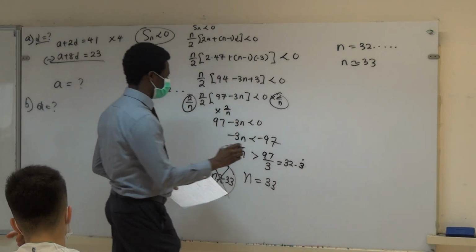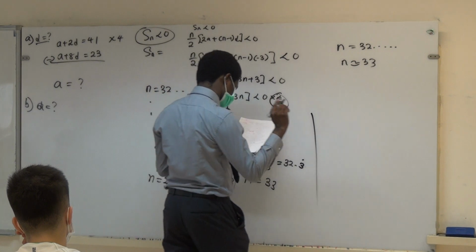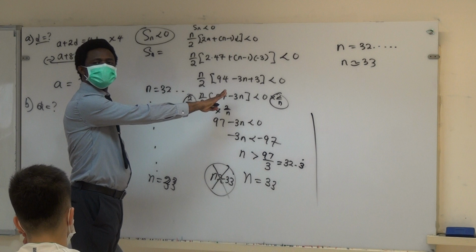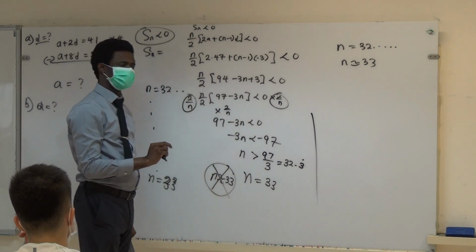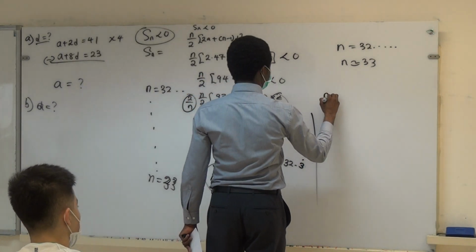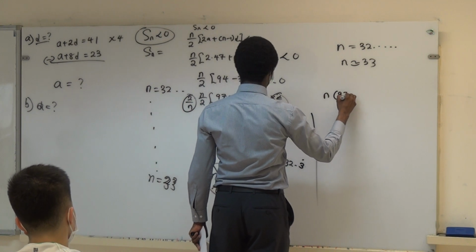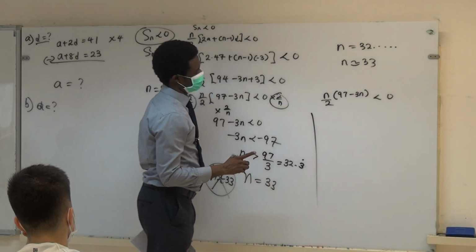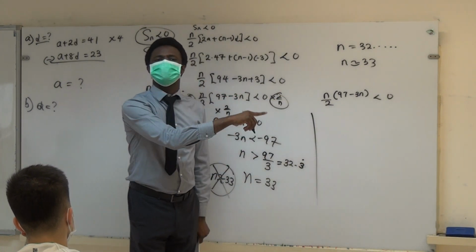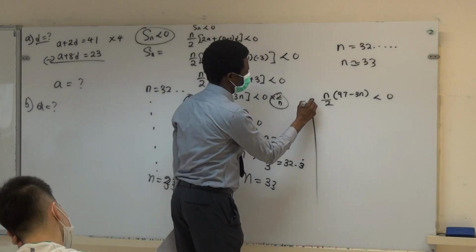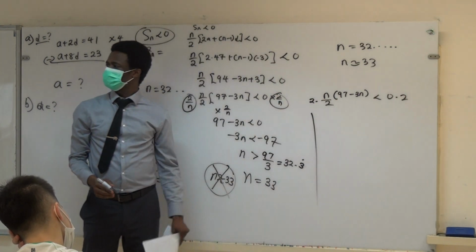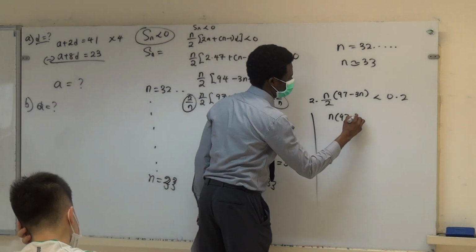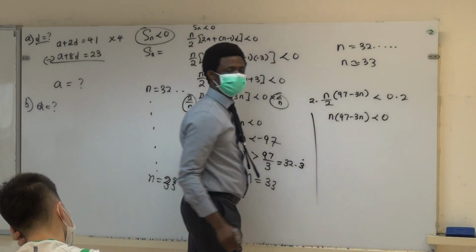Also, I think Joey especially did this, which makes sense, of course. Rather than doing this, you can decide to open the bracket. Some people open the bracket, so they did n times (97 minus 3n) divided by 2 less than 0. Then you can multiply both sides by 2, just to clear the fraction. So I think she did something like 97 minus 3n, still less than 0.